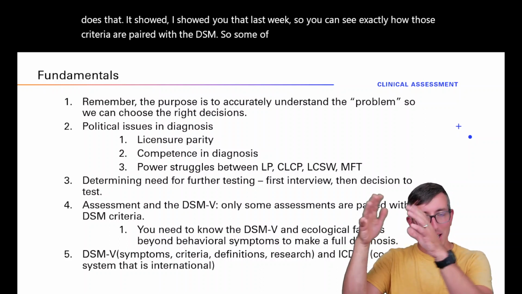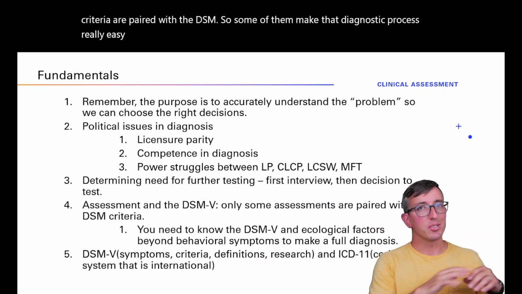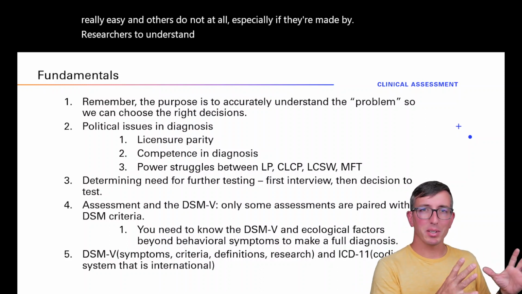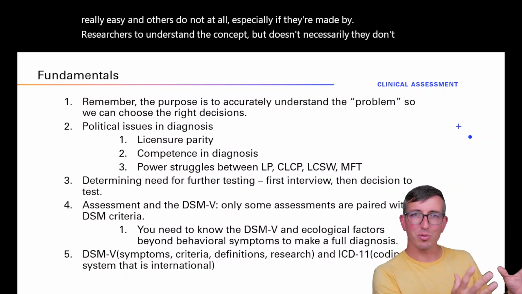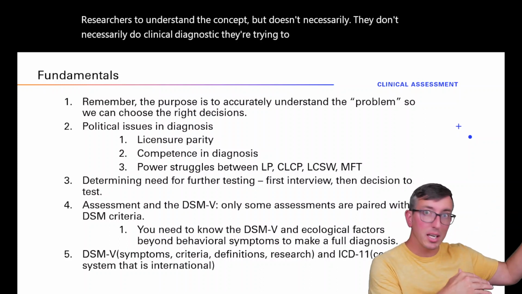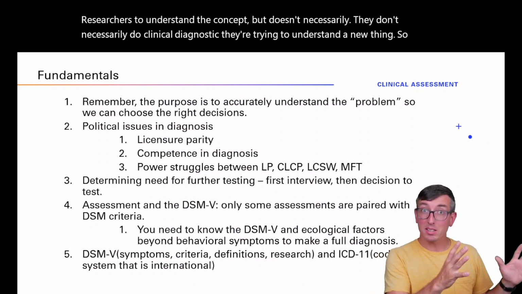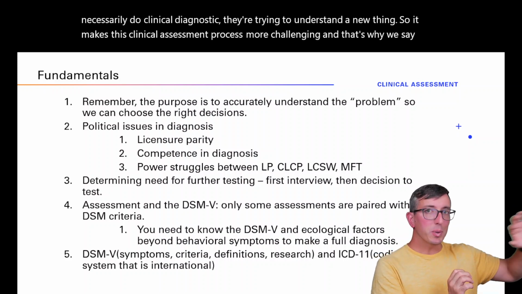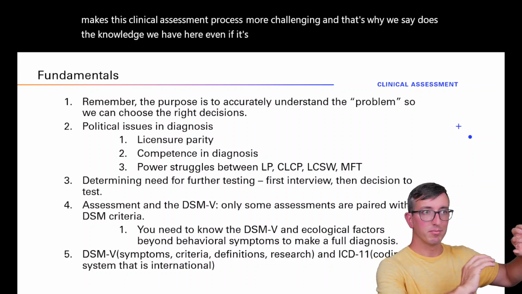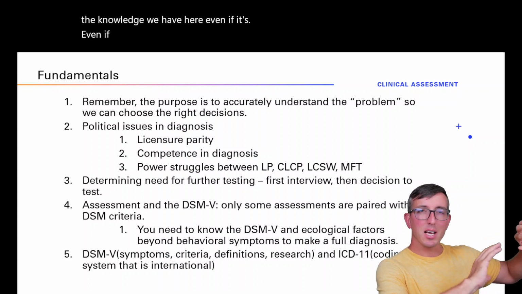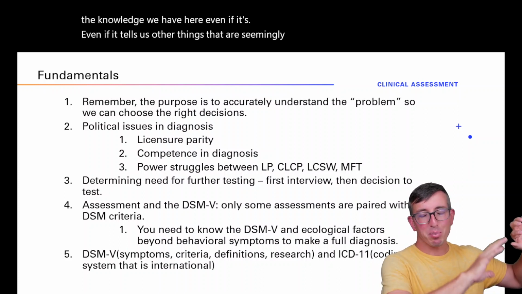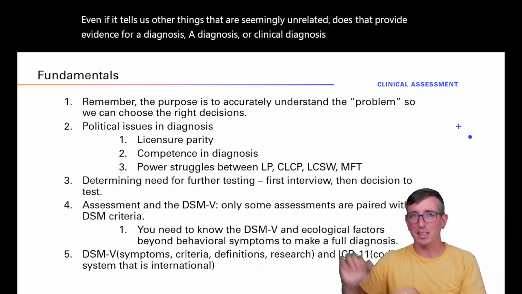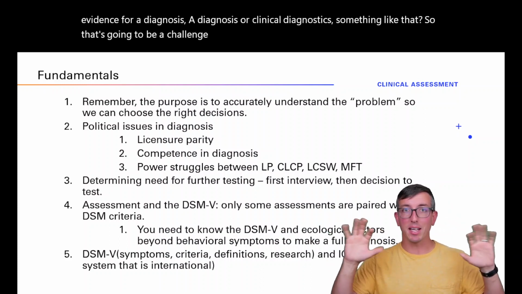So you can see exactly how those criteria are paired with the DSM. So some of them make that diagnostic process really easy, and others do not at all, especially if they're made by researchers to understand a concept, but they don't necessarily do clinical diagnostics. They're trying to understand a new thing. So it makes this clinical assessment process more challenging, and that's why we ask, even if it tells us other things that are seemingly unrelated, does the knowledge we have here provide evidence for a diagnosis or clinical diagnostics? So that's going to be a challenge. We're going to navigate that as we go through here.